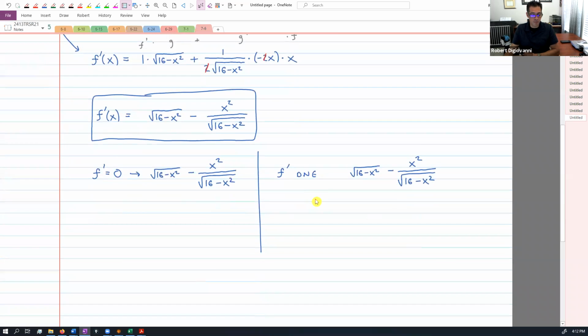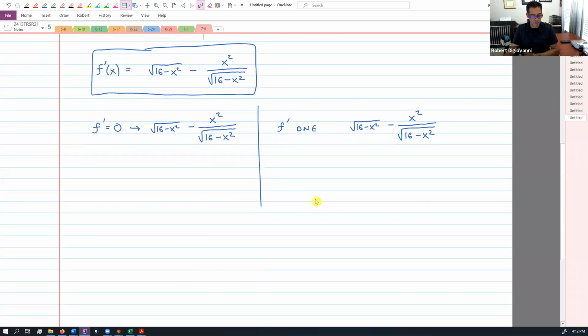Setting it equal to 0. That's where things become problematic. So the rule of thumb here, oh, I forgot to put equals 0 there. Whenever I have equations like this, where I have multiple terms and fractions, I like to get a common denominator. So I look at this first fraction as this over 1. And I try to put these together with a common denominator, which means I would have to introduce the square root of 16 minus x squared on the bottom, and the square root of 16 minus x squared on the top of this fraction.